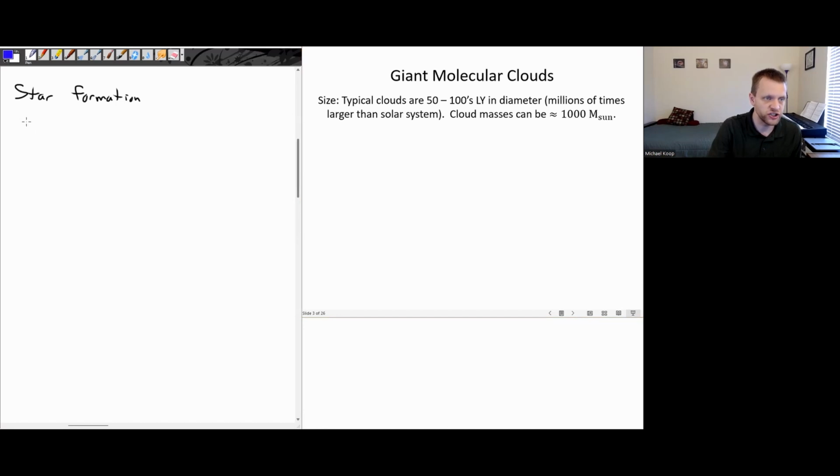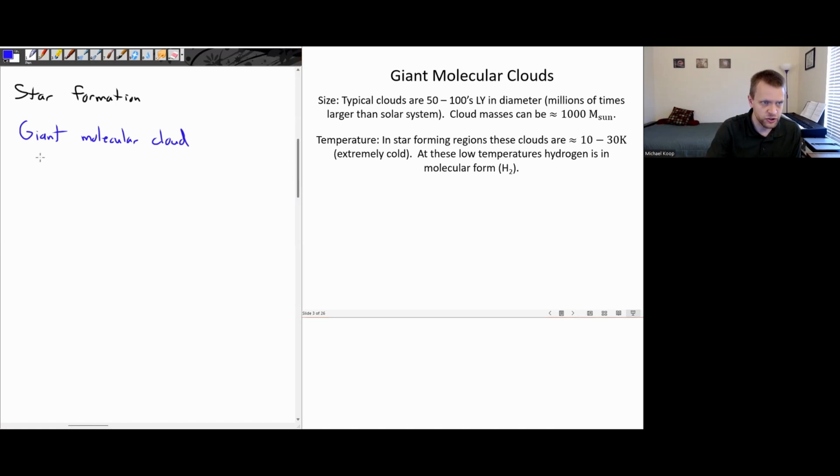So we start with a giant molecular cloud. Now, when we say giant molecular cloud, we really mean this. The typical clouds are around 50 to maybe a couple hundred light years in diameter. So this is literally millions of times larger than our own solar system. And these cloud masses can be around 1,000 times the mass of the sun. Remember that these clouds aren't going to form single stars. We're going to see that this forms an entire cluster of stars.